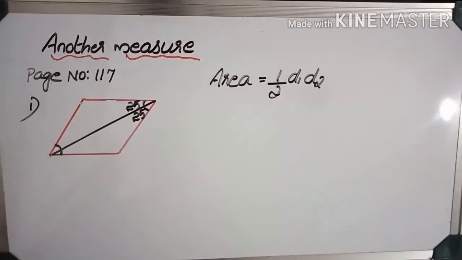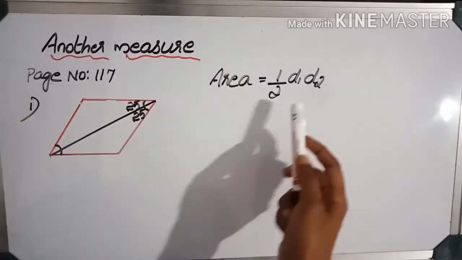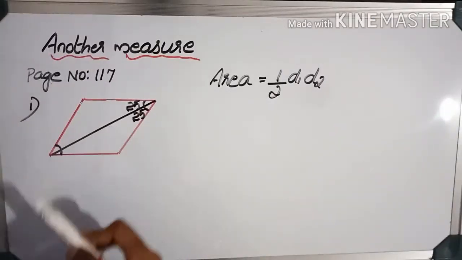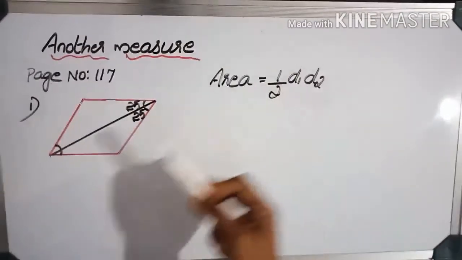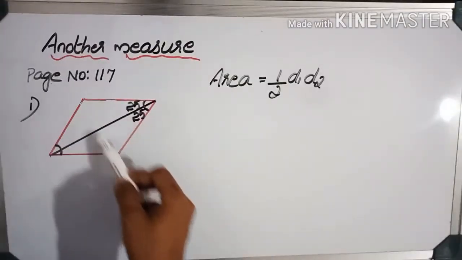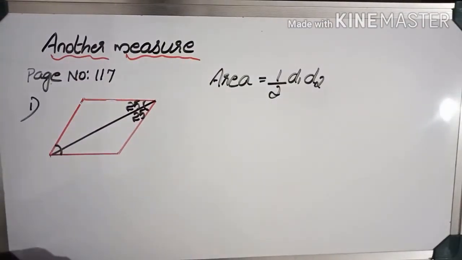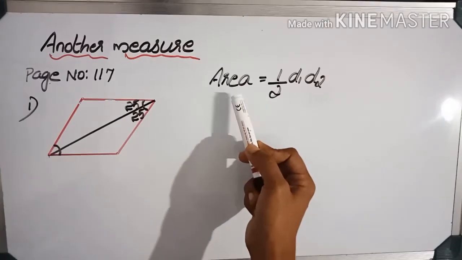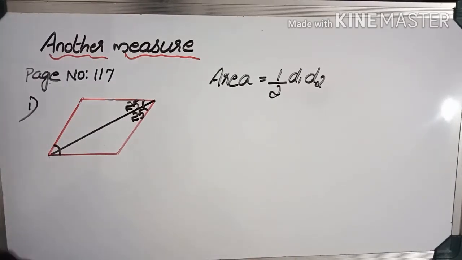Okay, half d1 d2, half into product of diagonals. Two diagonals are there, product of that. Here one diagonal we know that is 5 centimeter. Second diagonal we have to find. That means one more diagonal you have to draw and find. Then only you can find the area. Now let's draw the second diagonal.